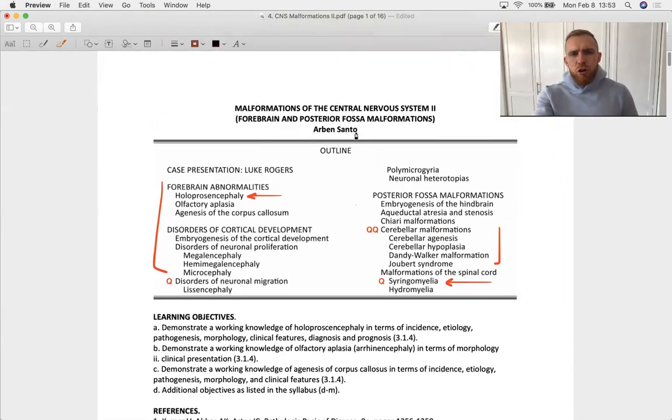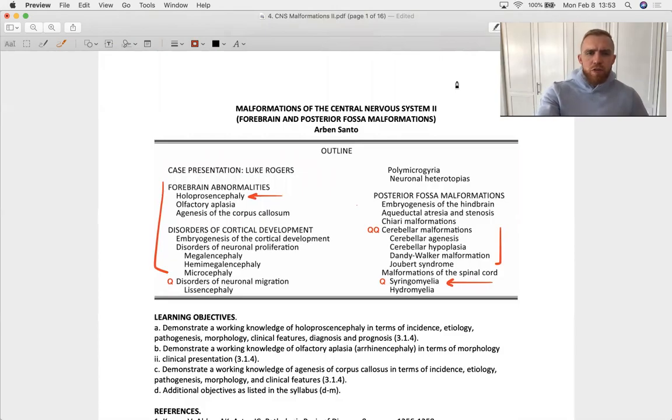And so that is structural malformations of the central nervous system. There's a lot of them. Expect so many images. Expect an image on at least half of the questions that you see on this path test.